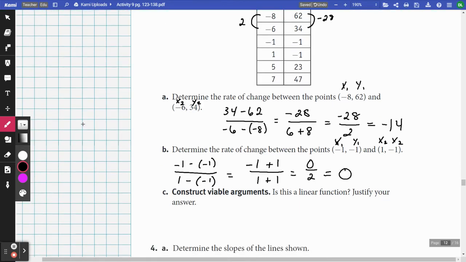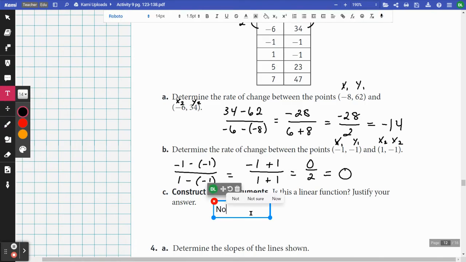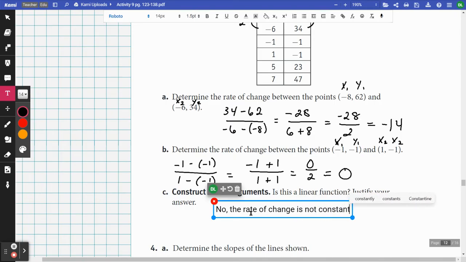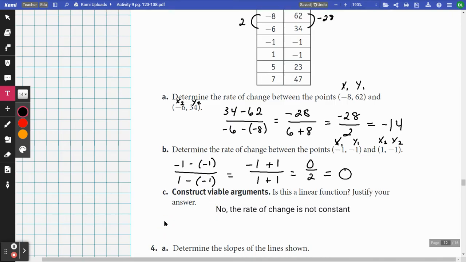Is it a linear function? Justify your answer. Well, if this slope is negative 14 and this slope is 0, remember, in order for it to be a line, in order for it to be linear, the slope has to be the same. So is this a linear function? The answer is no. The rate of change is not constant. It doesn't have the same slope.